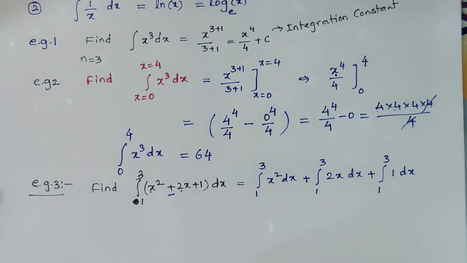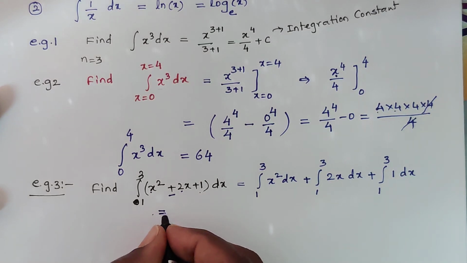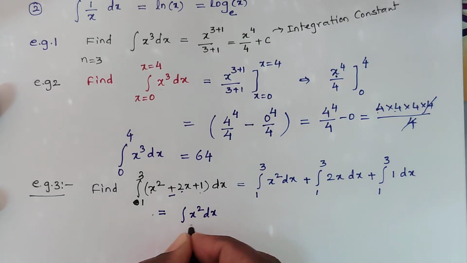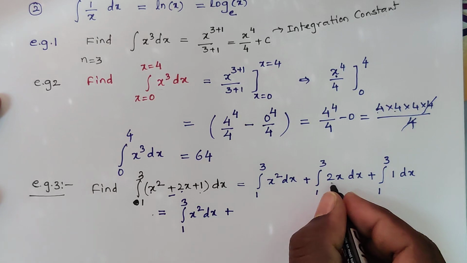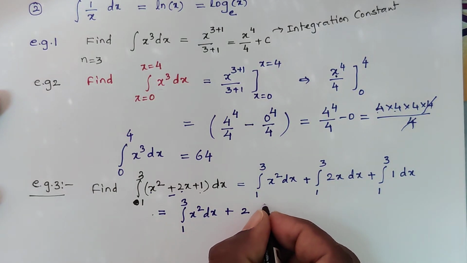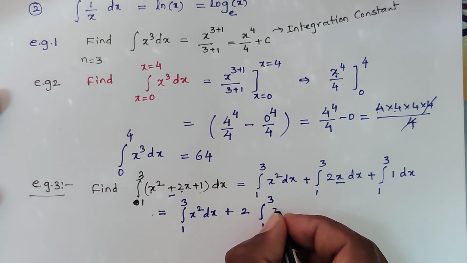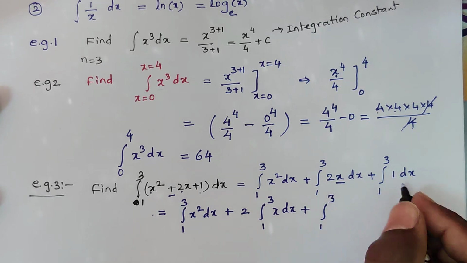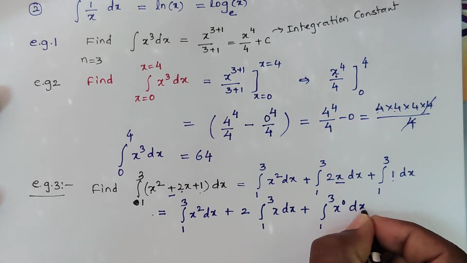Okay, I am writing the next step here. The next step is integral x square dx, limits from 1 to 3, plus 2 is a constant, I can take it as common. Integral 1 to 3, what is there? x is there, x dx, plus integral 1 to 3 1. 1 can be written as x to the power of 0 into dx.